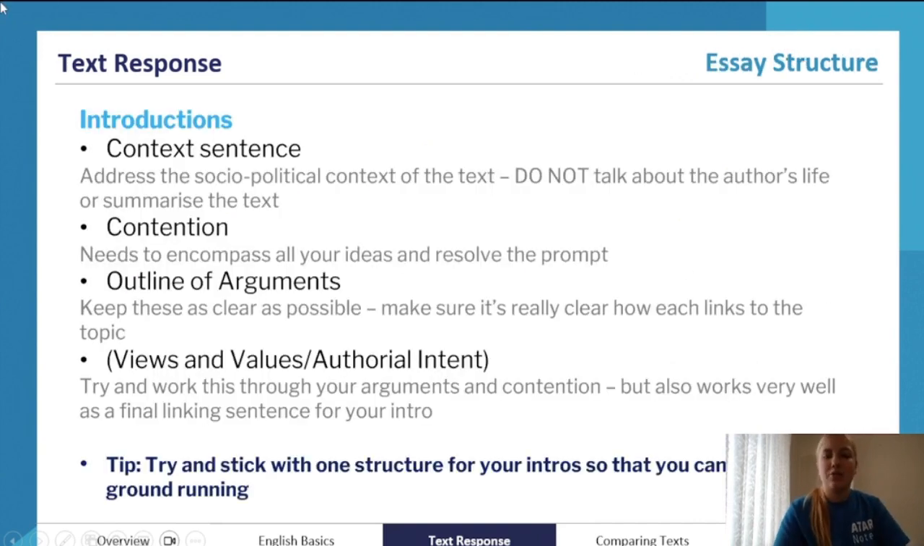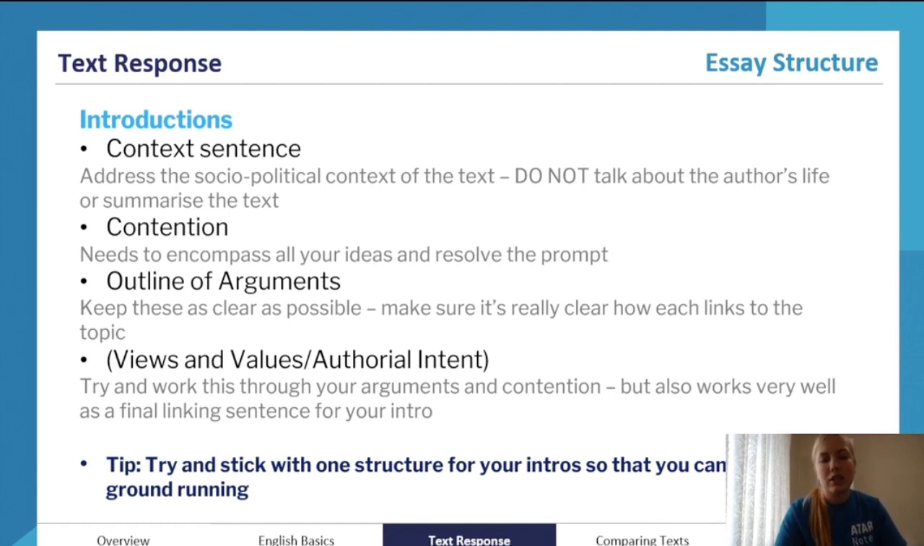So let's review essay structure for your text response essays, and we'll look at some examples as well. So your introductions should begin with a context sentence that addresses the socio-political context of your text. We do not want to see any summaries about the text or any mention of the author's life or information about the author. So introduce the relevant context of your text and link it back in that broad sentence to the keywords in the prompt.